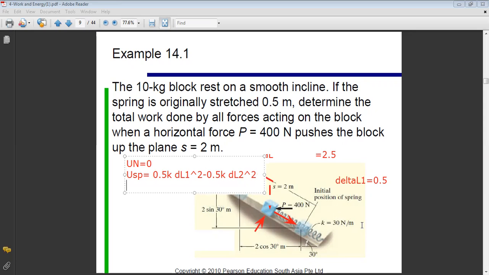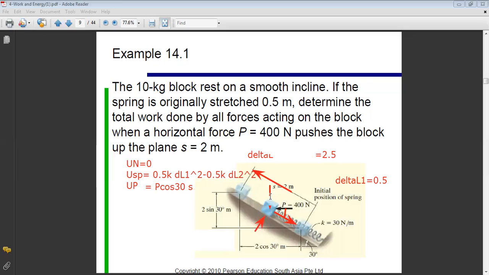Now, for the work of P, what should I do? P is constant, and the angle between P and the direction of motion is constant. So I should project P on the direction of motion. It is plus P cosine 30 because the projection is along the positive direction of motion. So the work of P is positive. And since P and the angle are constant, I can take them outside of the integration. The work will be P cosine 30 times the displacement S. And here in this problem, the displacement S is 2 meters.